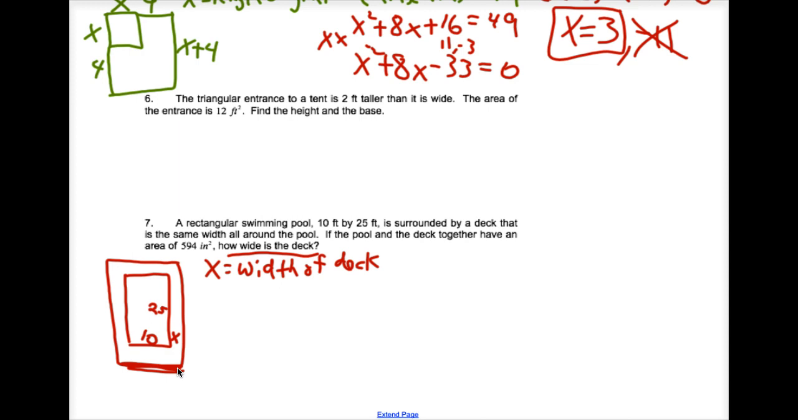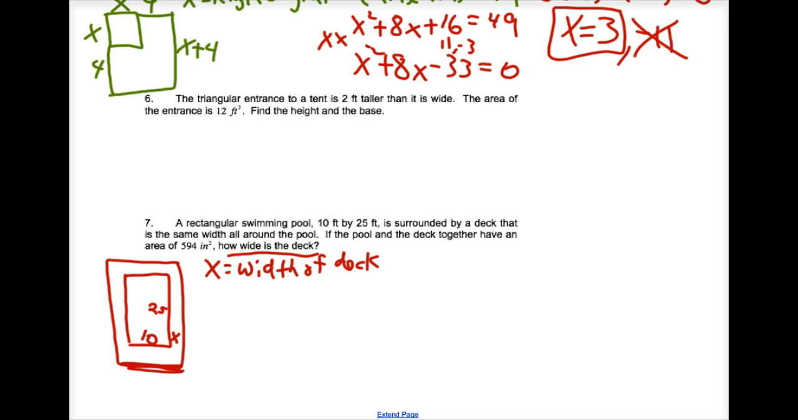Now, here's my question to you. How wide is the pool with the deck around the pool? What's the total width of that now? X plus 20? Also, 10 plus x squared? No, because there are two x's, but two x's don't make x squared. Oh yeah, 10 plus x plus x.